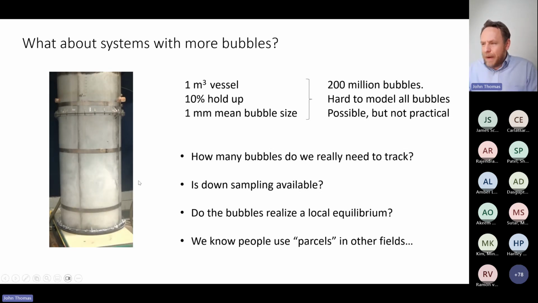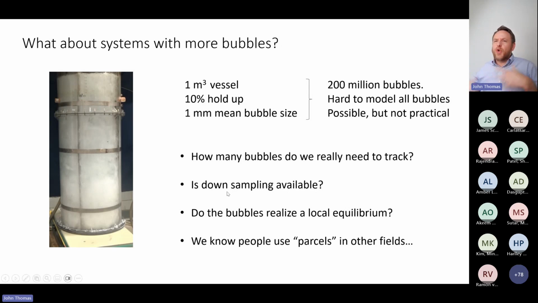Like, there are so many bubbles here. It is an opaque, cloudy environment, right? Like I'm seeing just this bubble field more than I'm seeing the fluid field. So in these types of systems, I'll have hundreds of millions of bubbles, maybe even billions. That can go from hard to probably not practical as they get up to very large system volumes and/or very large holdup.